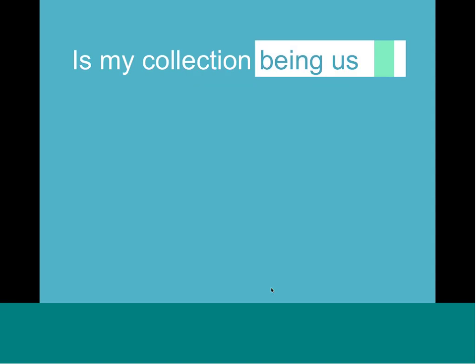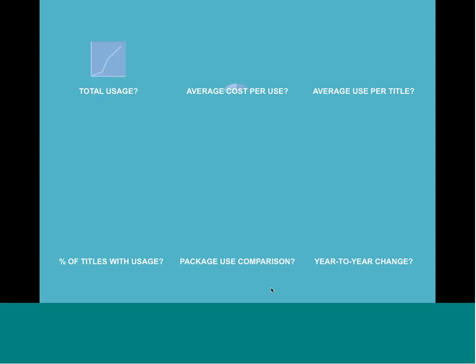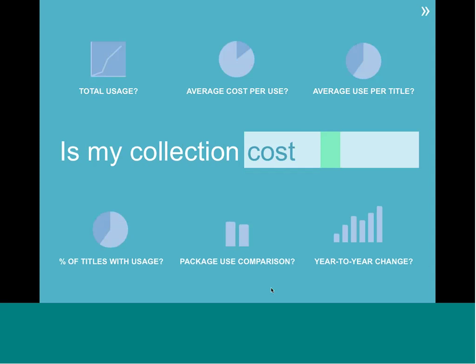So at the end of the day, what this really gives you the ability to do is identify if your collection is being used, which titles are being used most, which titles are being used least, and give you all the information in between to make actionable decisions on what is cost effective for your network.